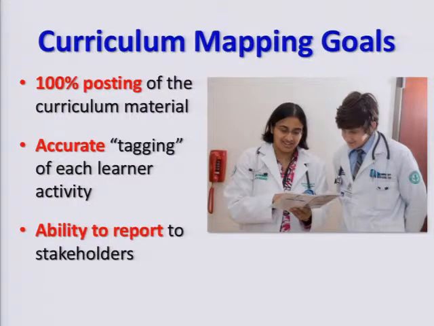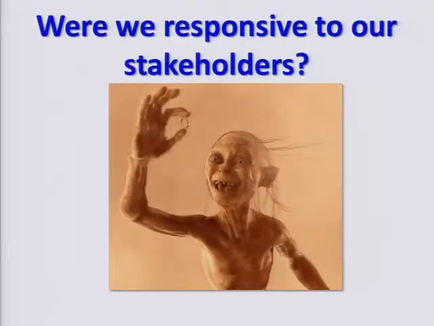So our goal in developing this product, basically a curriculum calendar onto which we can tag the learning activities, was to have 100% of the faculty posting their curricular material and tagging it with the appropriate learning activities or learning outcomes. And also, we need to be able to have a system from which we could draw the information and present that information back to the key stakeholders, whether it be the students, faculty, or administrators. And so the question is, were we responsive to our stakeholders?